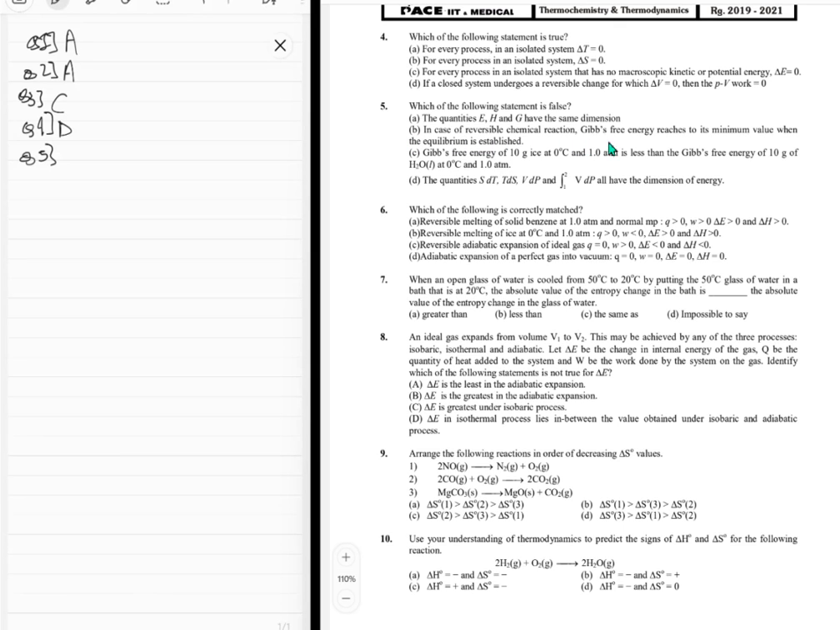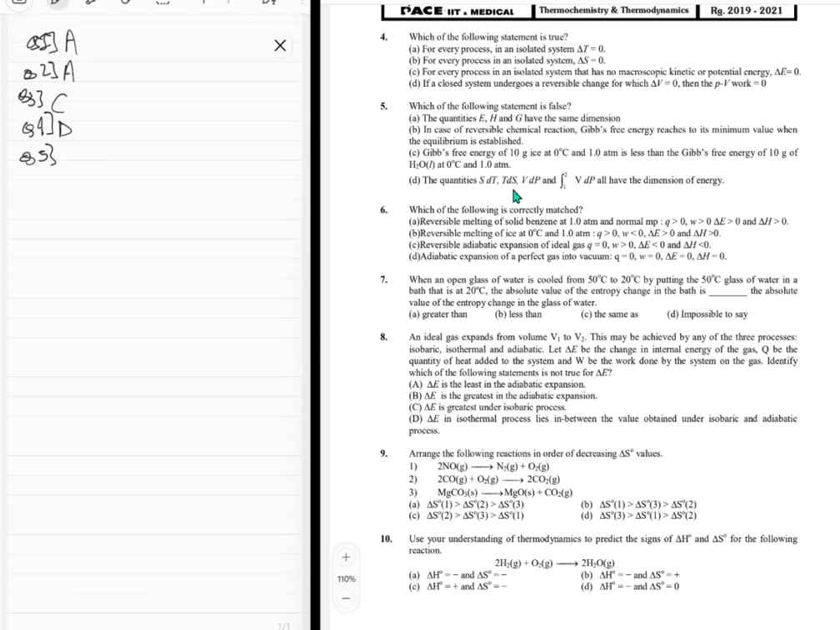In case of a reversible chemical reaction, Gibbs free energy reaches its minimum value when the equilibrium is established. Yes, that is true, but only for constant pressure and temperature systems do we actually take Gibbs free energy into consideration. So I don't know, looks true at least. Gibbs free energy of 10 gram ice at the melting point and 1 atmosphere: both are equal, because that is the melting point, when this is in equilibrium. So yeah, the Gibbs free energies are equal, right? The pressures are the same. So yes, that is the thing.